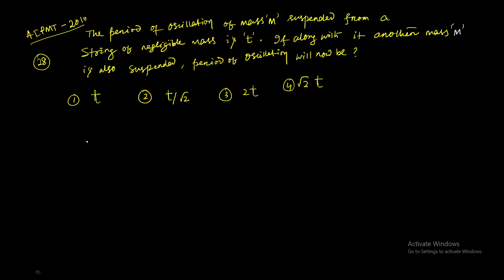Now question number 28. The period of oscillation of a mass suspended from a string of negligible mass is T. If along with it another mass M is also suspended, the period of oscillation will be. So if you see here, the time period will be 2 pi root over L by g. So it is independent of mass. So if you increase that mass, the time period will also be the same. So option number 1 will be correct for sure.